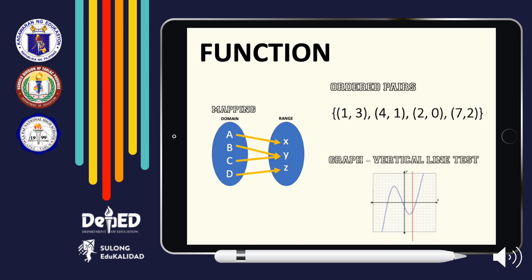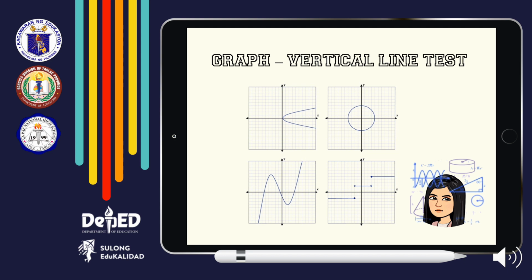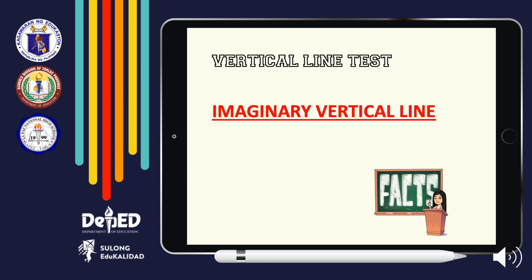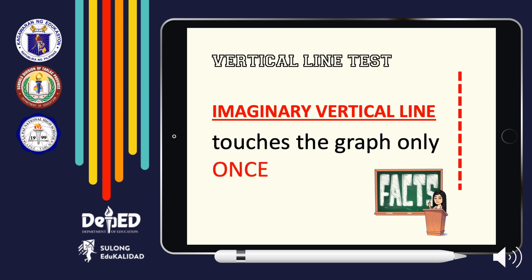Now this time, let us focus on another way of determining functions. How do we identify if the given graph is a function? Yes, that's right. We are going to use the vertical line test. Functions can be determined using graphs, and we can use this vertical line test, which is a special kind of test, using imaginary vertical lines that should touch the graph only once. Otherwise, it is not a function. Now, what do I mean by that? If the vertical line hits 2 or more points on the graph, it is definitely not a function. Let us look at some examples.